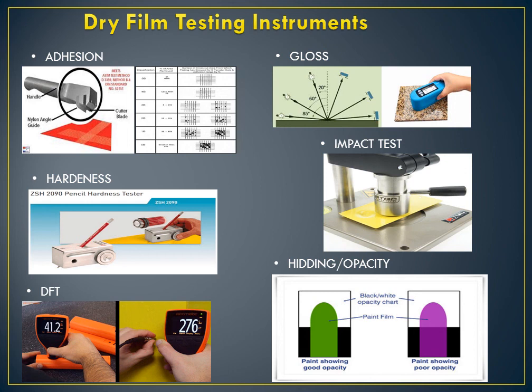The left hand side is green, so you can say it has very good opacity compared to the violet on the right side. Actually, hiding we check on the black opacity chart, and we can compare manually, otherwise we have an X-rite meter, through which we check the hiding or opacity.